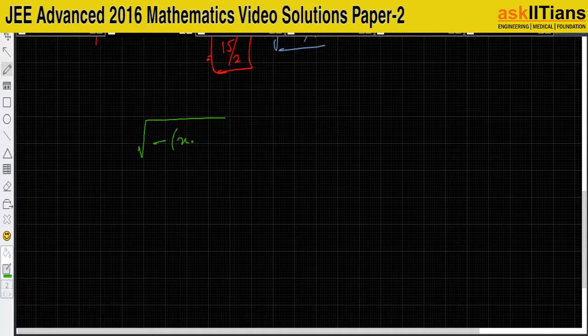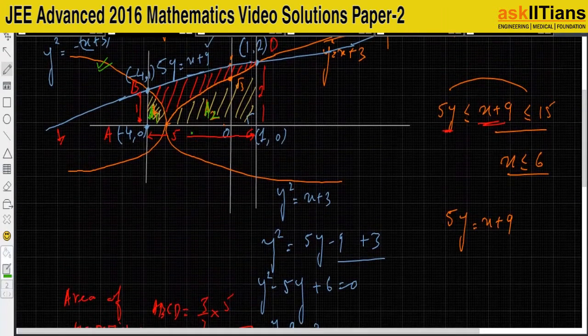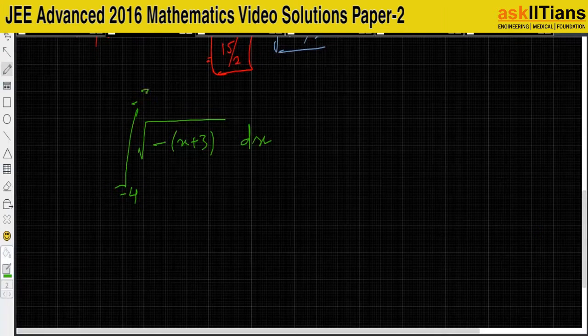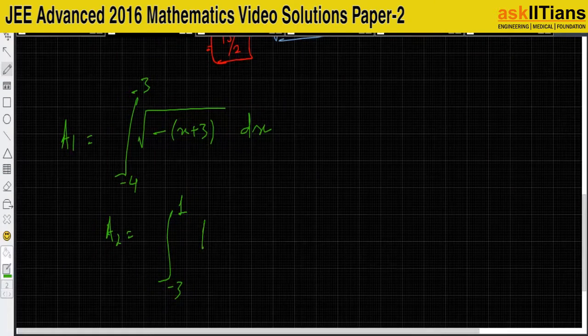A1 will be minus of, this is the curve dx, from where to where? From minus 4 to this point. This point is minus 3, right? Minus 3 comma 0. So from minus 4 to minus 3, this will be A1. So we can integrate and find out the value of A1. A2 will be, I'll integrate from minus 3 to 1, right? This point is 1, yeah. So minus 3 to 1 under root of x plus 3, dx. So I need to integrate both this and find out the areas of both these regions.